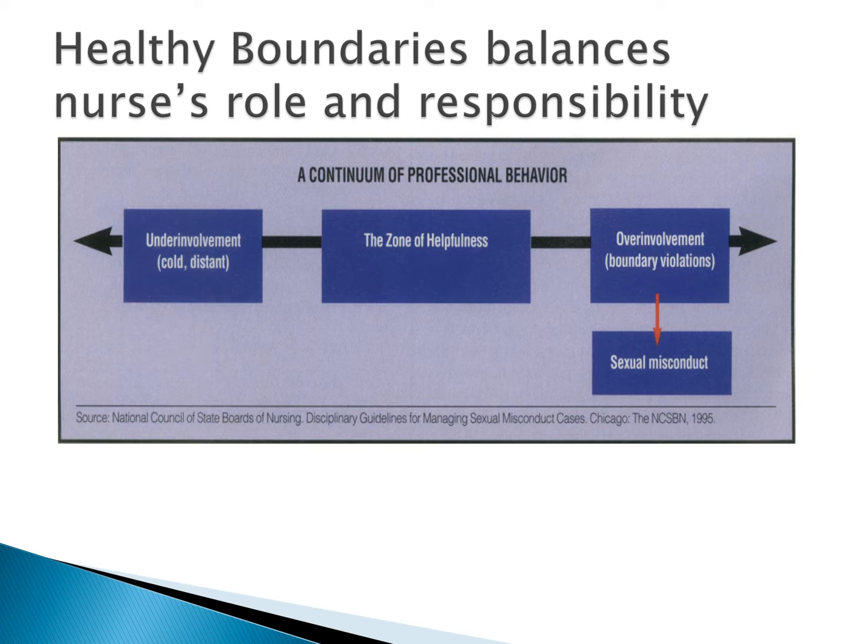If we talk about under involvement, it's like a nurse is distancing, neglecting a patient, and the over involvement side is where all the boundary crossing and boundary violation happen, because a nurse is over involved with the patient. It can be being too friendly, it can be exchanging money or gifts, and it can even be sexual misconduct.